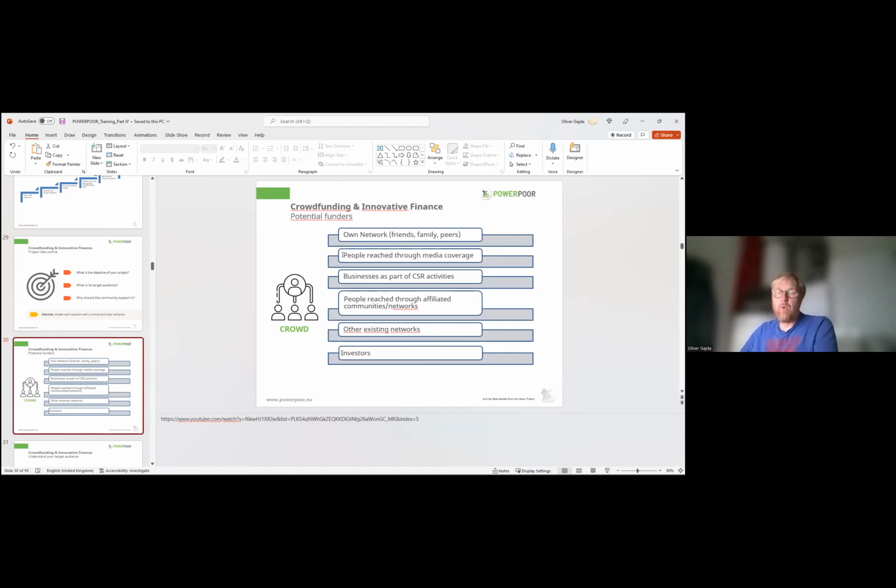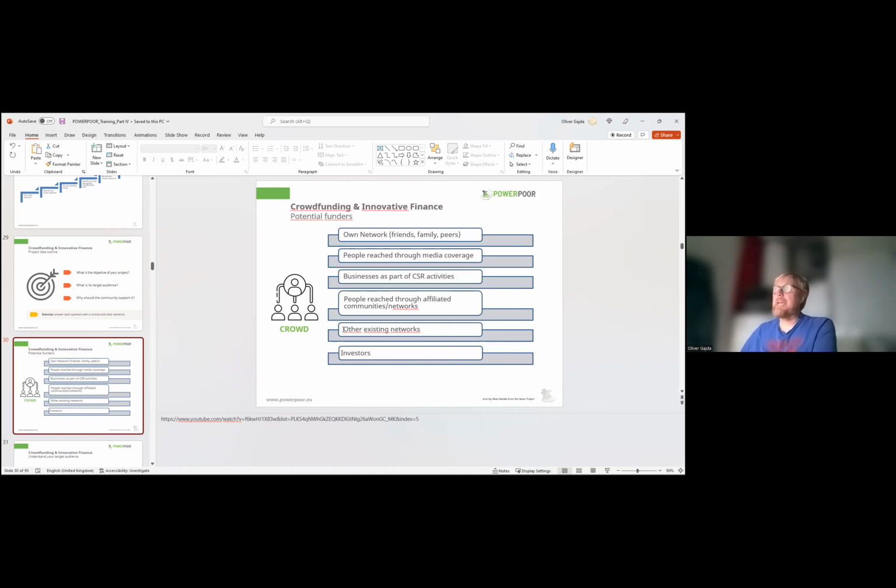If you do a local media campaign or you get covered in the local news, you may reach interested people through this. You can focus on creating this kind of coverage, of course. You could involve local businesses that have their roots in the community and want to support your activities. You will potentially find some of them to support you. You can reach people through affiliated communities or networks, or other business networks or other energy communities you know about.